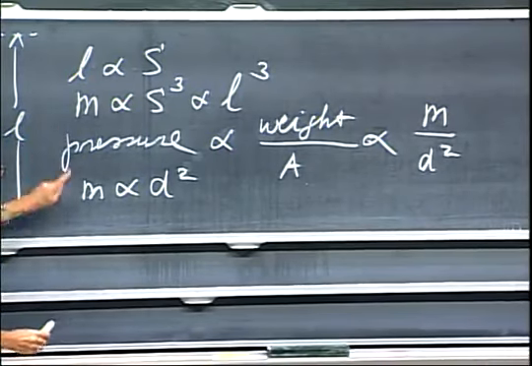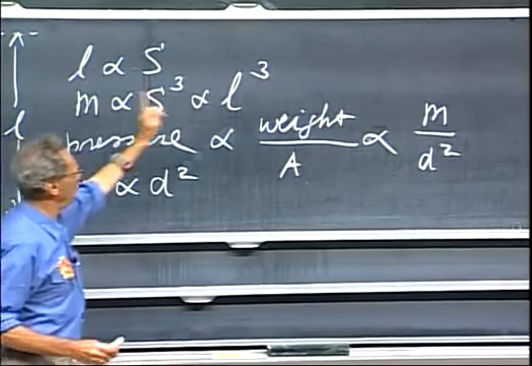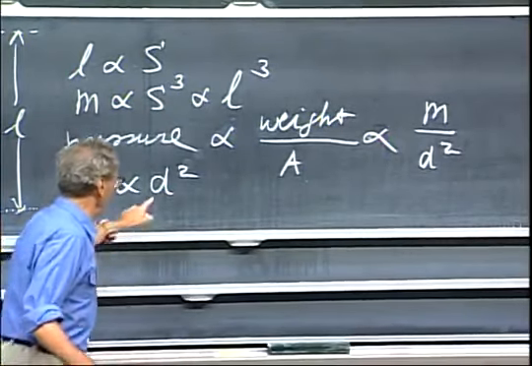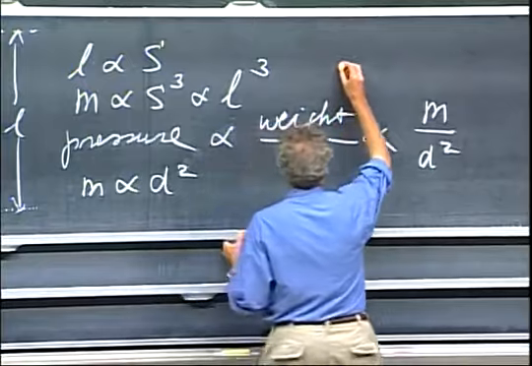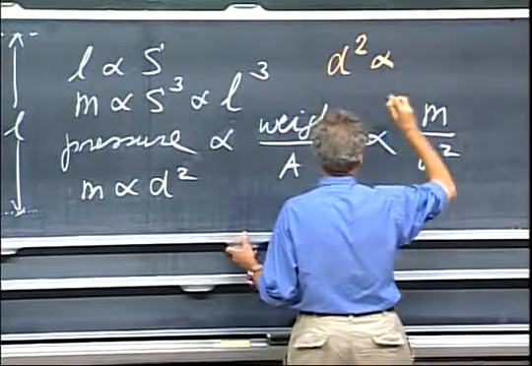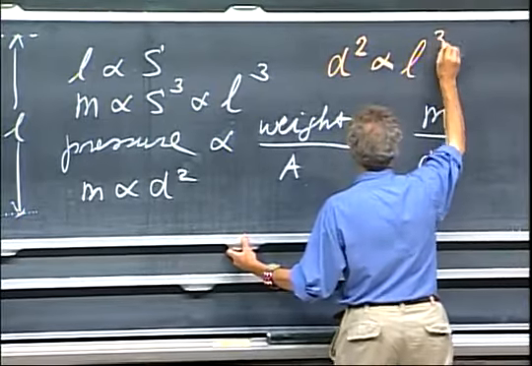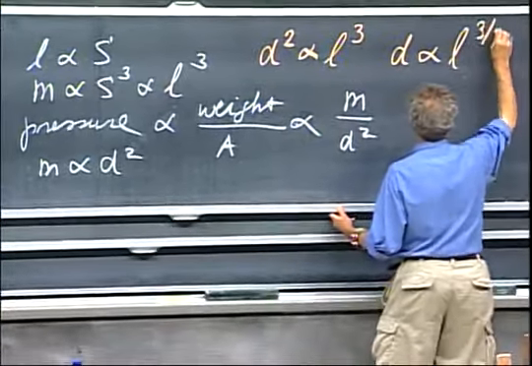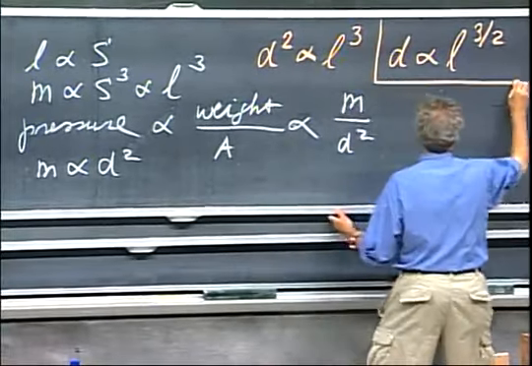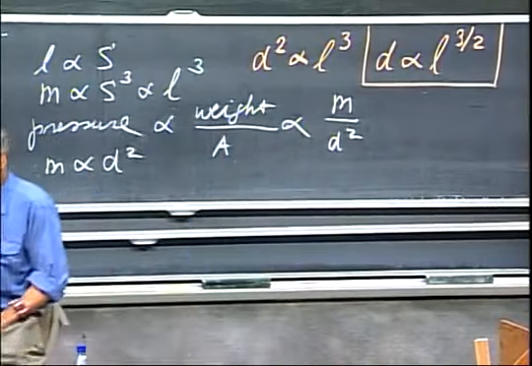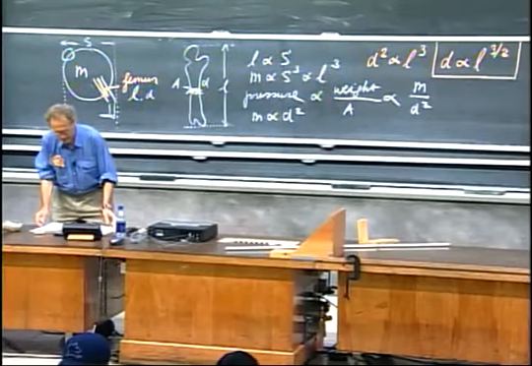Now compare these two. The mass is proportional to the length of the femur to the power 3 and to the thickness of the femur to the power 2. Therefore, the thickness of the femur to the power 2 must be proportional to the length L, and therefore the thickness of the femur must be proportional to L to the power 3/2. A very interesting result. What is this result telling you?